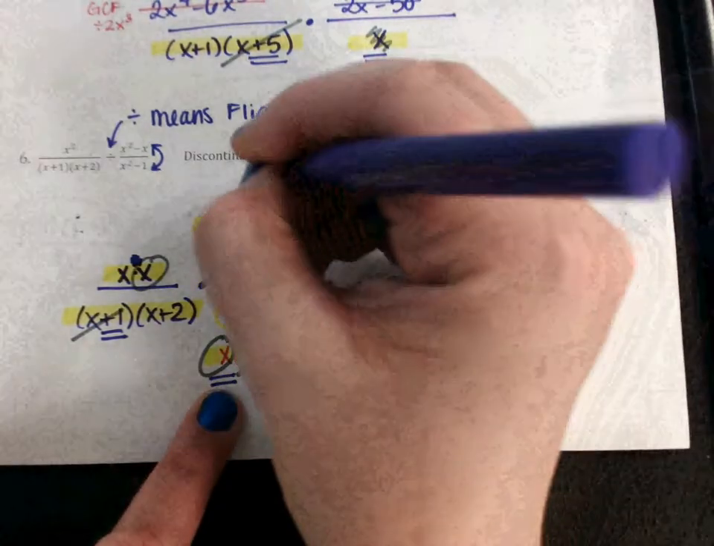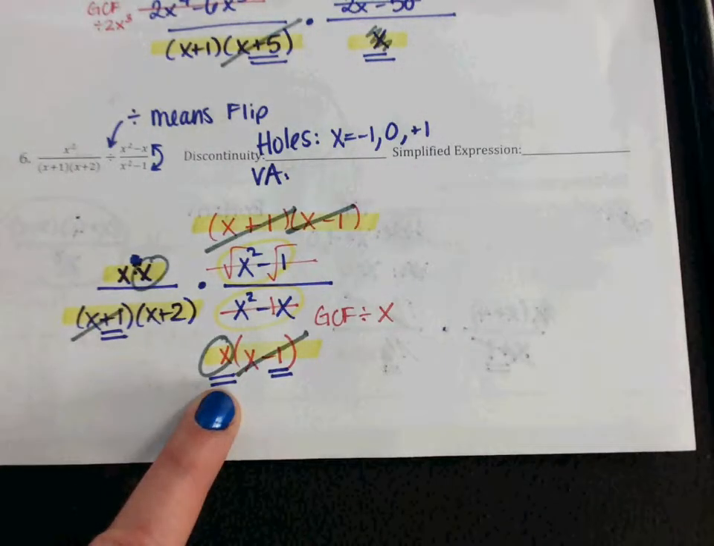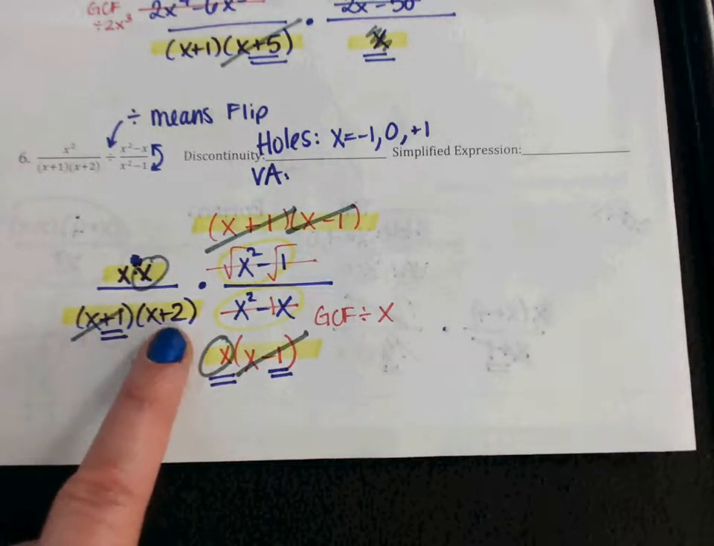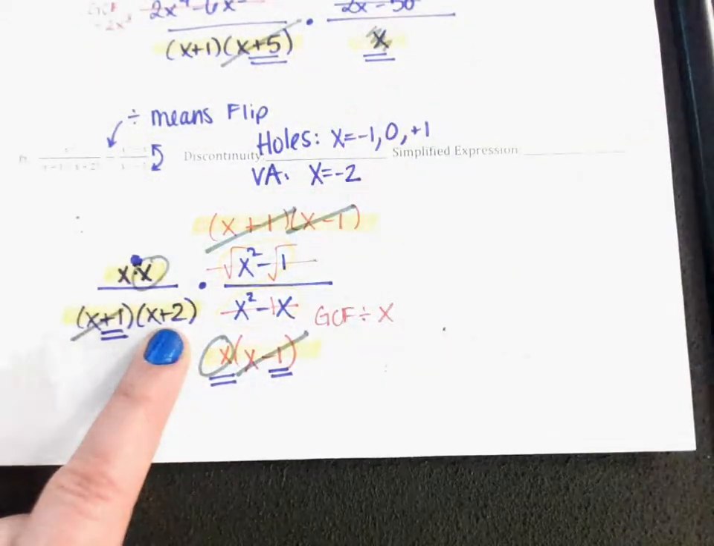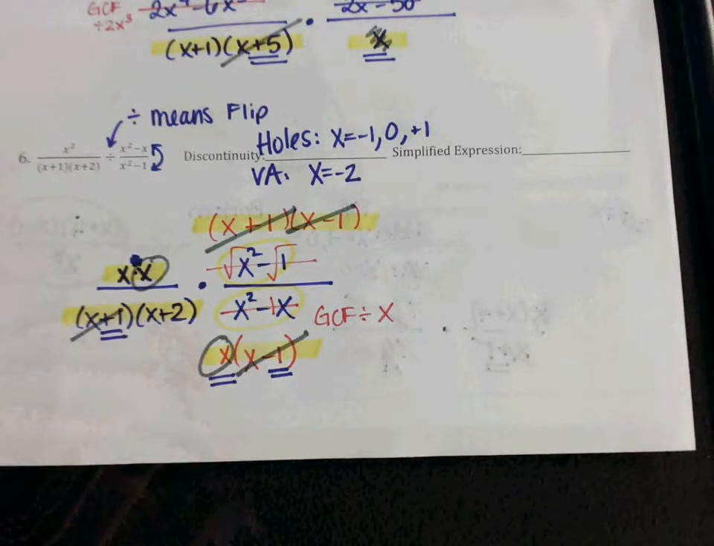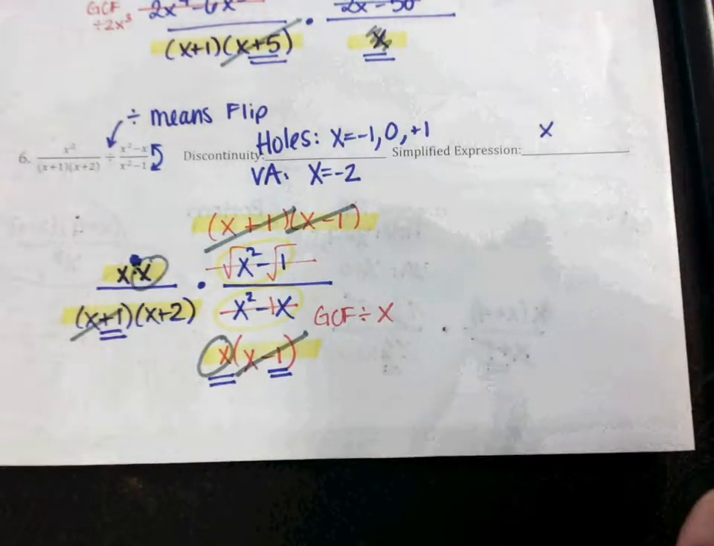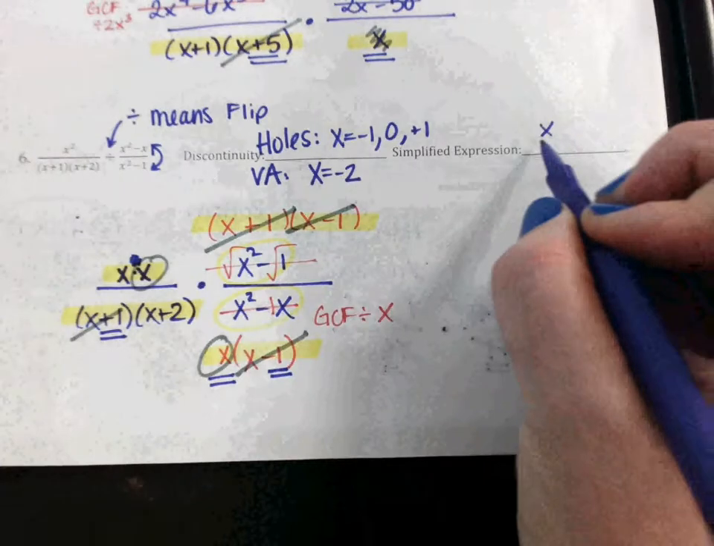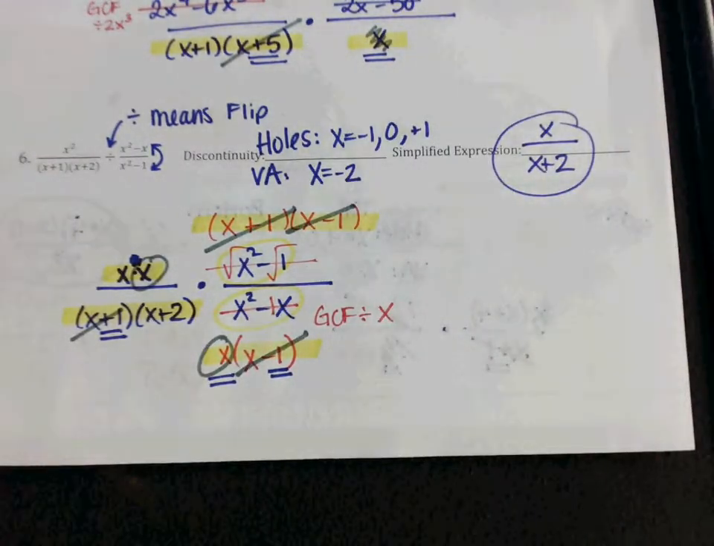Okay, then your vertical asymptote will be whatever is left over on the bottom only. So the only thing left over on the bottom is this x plus 2, which means that there's a vertical asymptote at minus 2. Okay? Then your simplified expression, what's the only thing left over on top? Just this x right here. And then the only thing left over on bottom is that x plus 2. Okay?